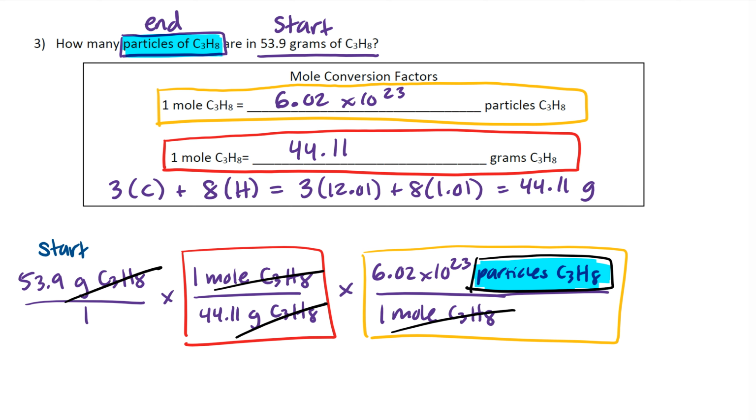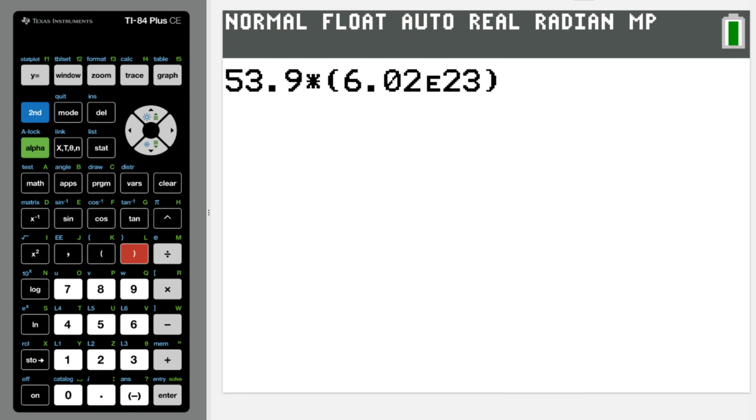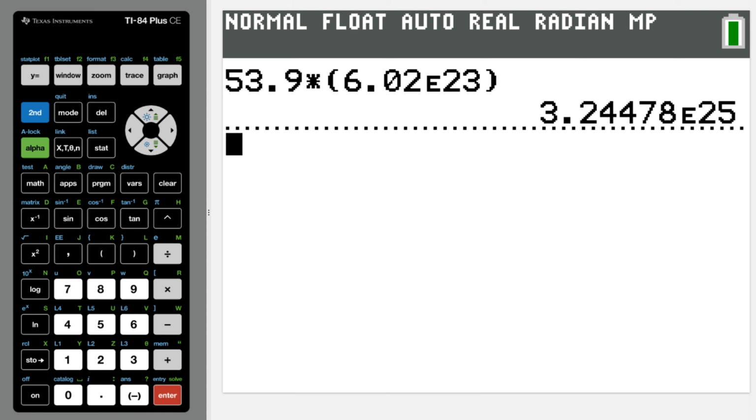Now it's time to calculate. All right, the top row, 53.9 times 6.02 E23 gives me an answer of 3.24 E25. And now we need to divide that by the bottom row, which was an answer of 44.11.